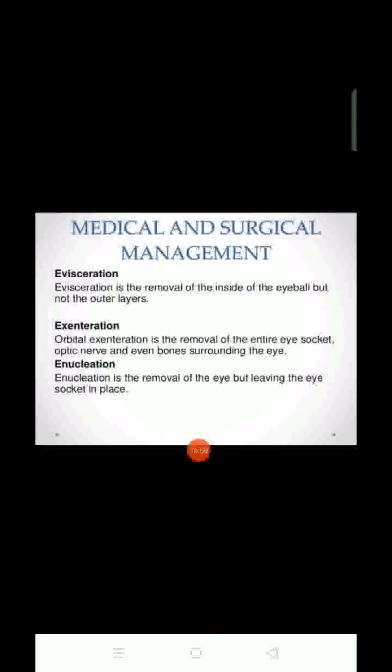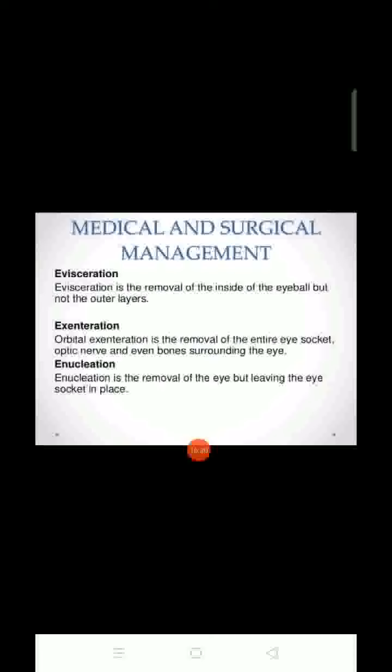It will remove the entire eye socket, the optic nerve, and even the bones surrounding the eye. Enucleation is the removal of the eye but leaving the eye socket in place.